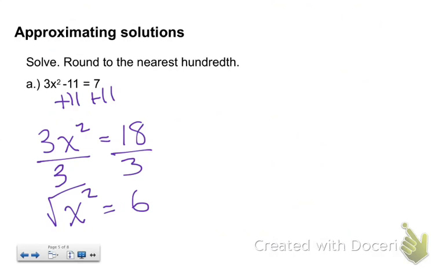Now, we can still take the square root of both sides. The only difference here is that the square root of 6 is not a nice number because 6 isn't a perfect square. So I end up with x equals plus or minus the square root of 6.